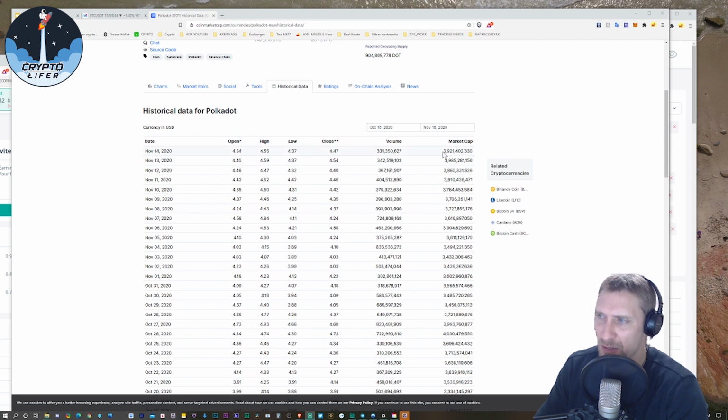Now, the market cap is bigger. I do have to take that into account. So maybe not 400, but I think we could easily get to $280 for Polkadot. So I think Polkadot could get to $280 somewhere in the bull run.